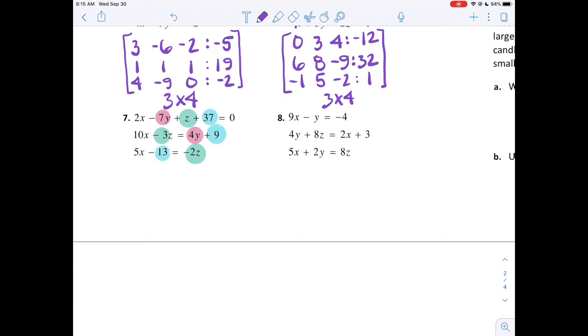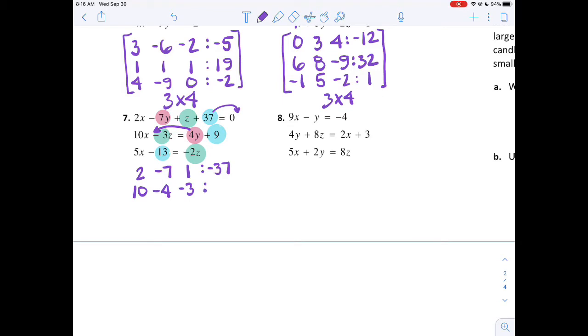This first row, I know that I'm going to start with a 2 for the x's, a -7 for the y, a 1 for the z. However, this 37 should really be on the other side of the equation, so we would need to subtract it from both sides, giving us a -37 on the right. Here's the next one. We have 10 for our x. Our y is on the wrong side, so it needs to move over. It's currently positive, but we're going to have to subtract it from both sides, giving us a -4.